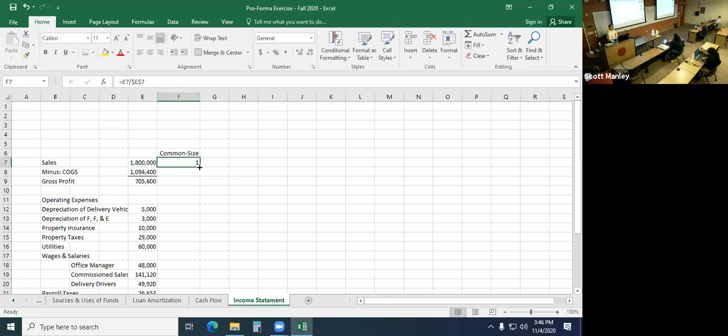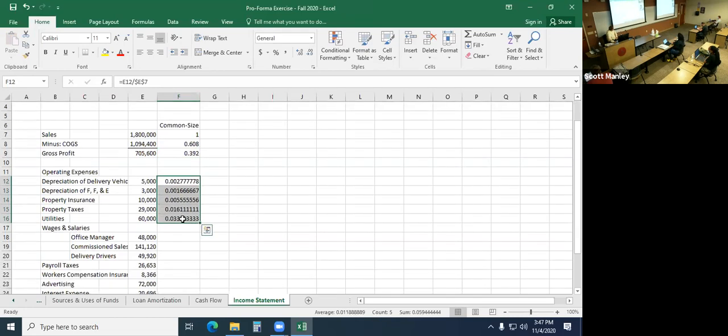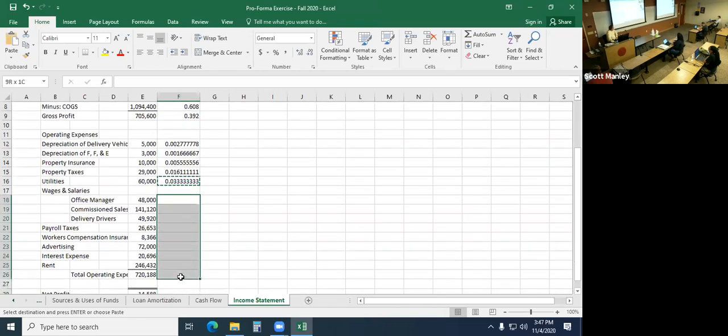So watch this. When I copy that formula down, look at what happened. That's E8 divided by $E$7. This is E9 divided by $E$7. And I can just copy that formula to my little heart's content everywhere that I want to have a common size value. Or I could just copy it all the way down and then go back and delete the ones that I don't need.